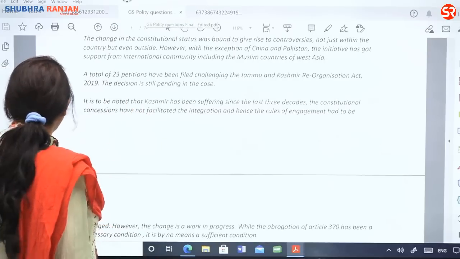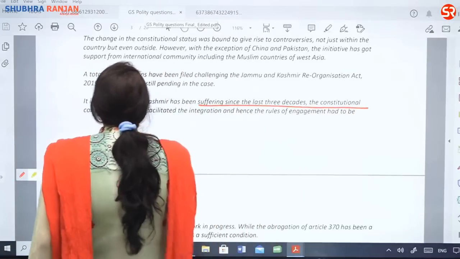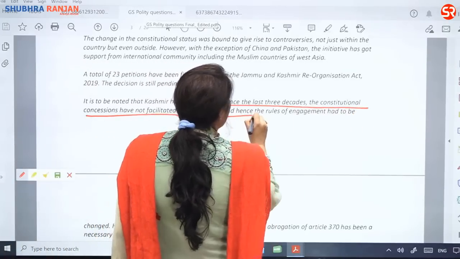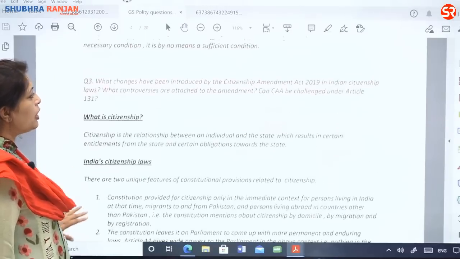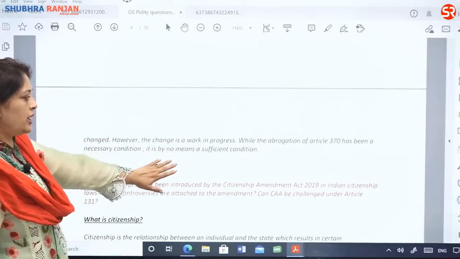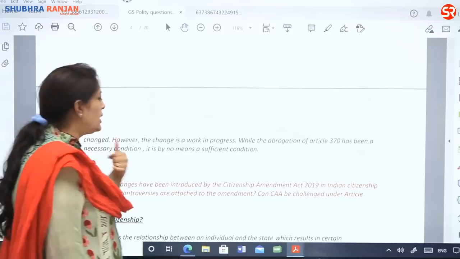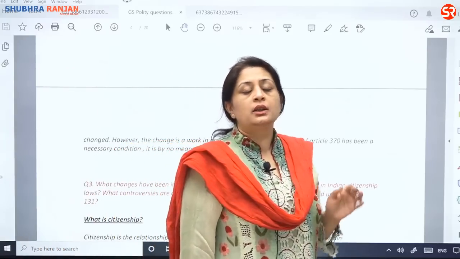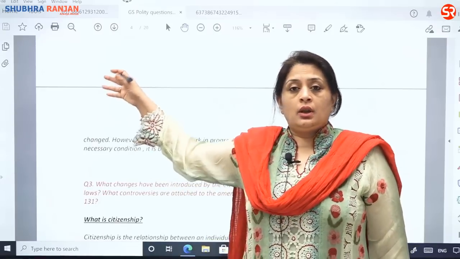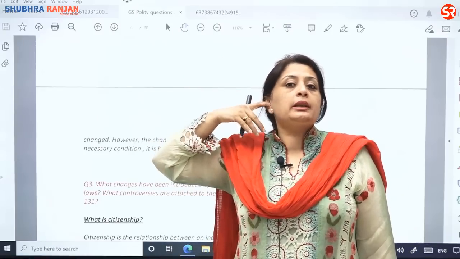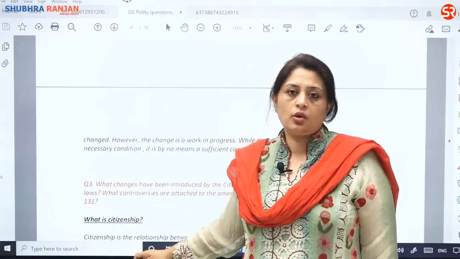It is to be noted that Kashmir has been suffering for the last 3 decades. The constitutional concessions have not facilitated integration, hence the rules of engagement had to be changed. However, how do you look at the change? Change is a work in progress. While abrogation of Article 370 has been a necessary condition, it is by no means a sufficient condition. Okay, so you should give how you look, and since it's a probable question, you can remember the introduction and the conclusions.